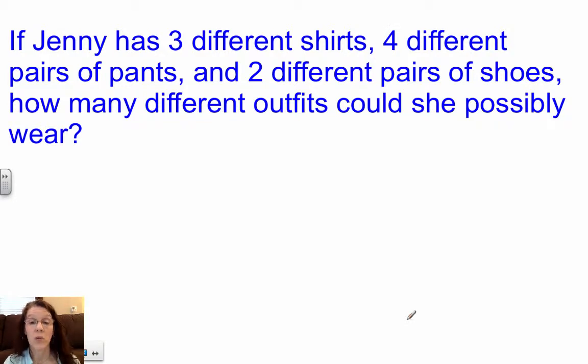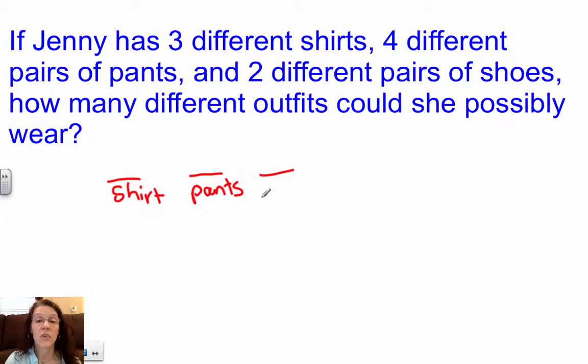So she's going to choose 1 shirt, 1 pair of pants, and 1 pair of shoes. And we want to know how many different ways she can do that. When she's choosing 1 from each thing, she's got a shirt, and she's going to pick 1 shirt. She's got options for pants, and she's got options for shoes. What that means is we need to think, how many shirts can she choose from? Well, she has 3 different shirts that she can choose from. How many pants? 4 different pants, and 2 pairs of shoes that she can choose from.